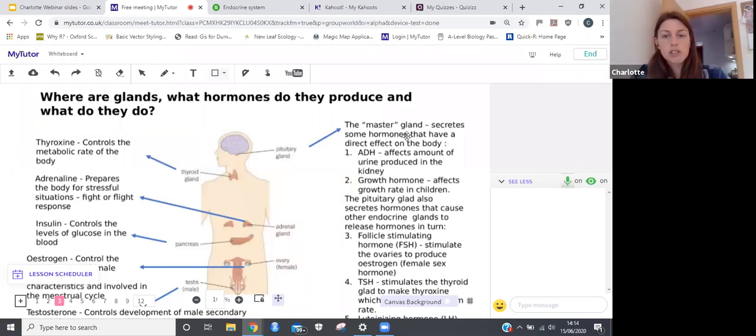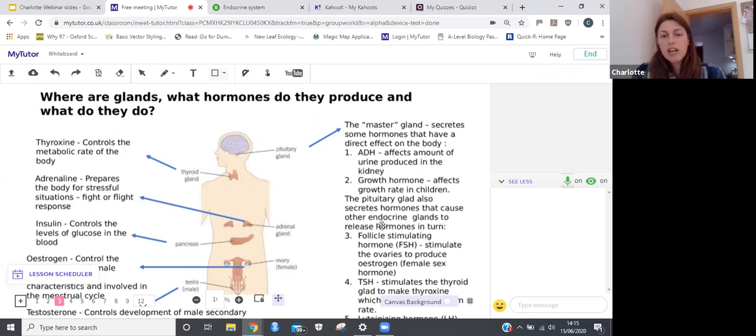It does secrete some hormones that have a direct effect on the body. Two examples of that. The first is ADH, which affects the amount of urine produced in the kidney. ADH is secreted straight from the pituitary gland, heads to the kidney, and affects the amount of urine produced there. And the same for growth hormone, which affects the growth rate in children. That comes straight from the pituitary gland and acts on the body.